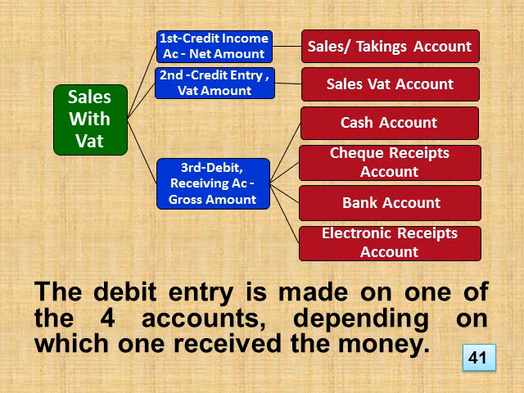Recording sales with VAT. First, credit the income account with the net amount, which is the sales takings account. Second, also a credit entry for the VAT amount, made on the sales VAT account. Third, a debit entry made on the receiving account for the gross amount, on either the cash account, check receipt account, bank account, or electronic receipt account. The debit entry is made on one of the 4 accounts, depending on which one received the money.